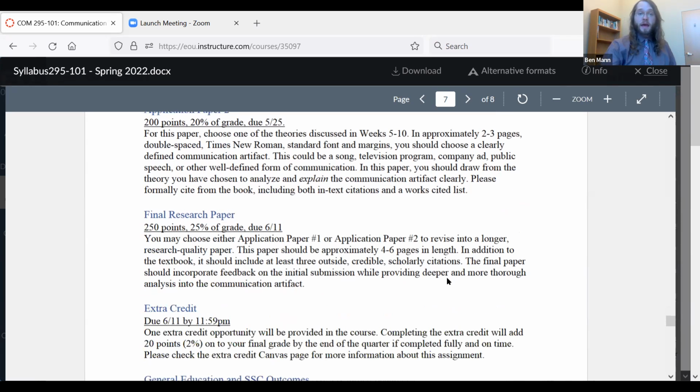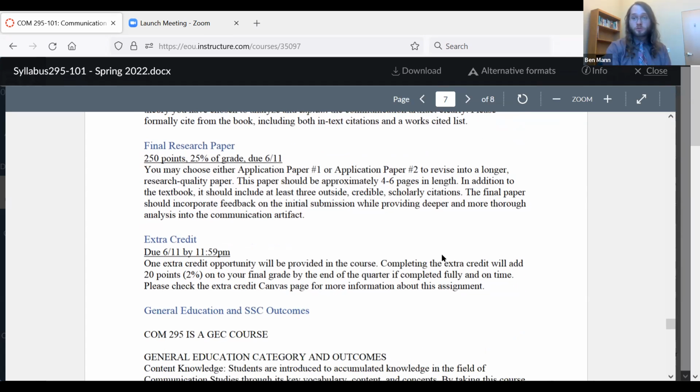There's a final research paper where you'll take one of your two application papers from the course, expand it out, add some more details and sources, and then you'll turn that in at the end of the term. And then I'll also offer an extra credit, which will add 20 points or 2% on to your final grade.